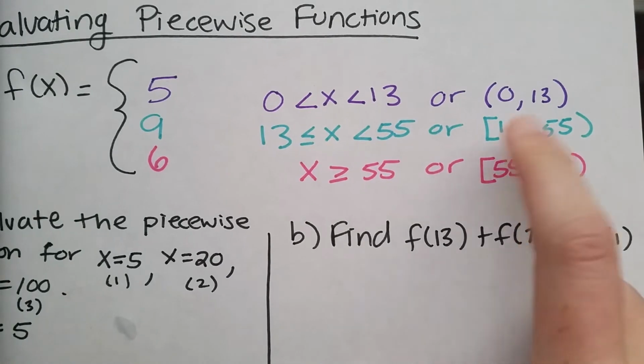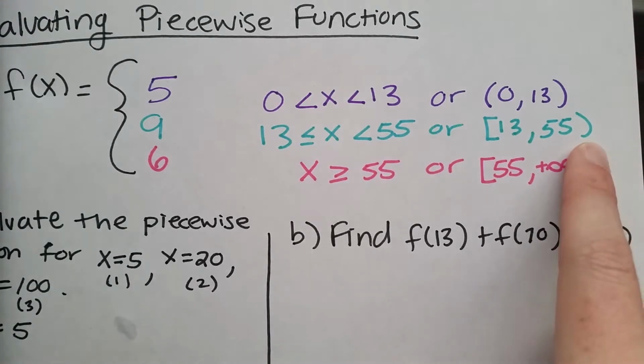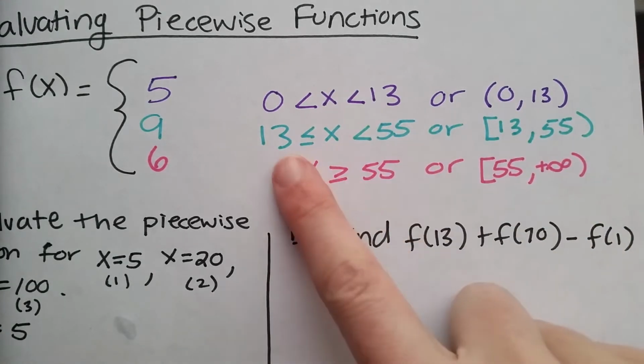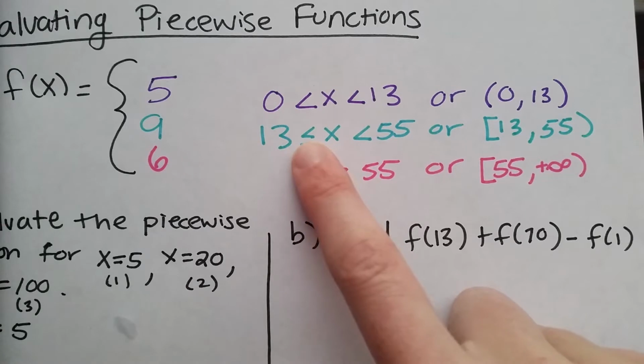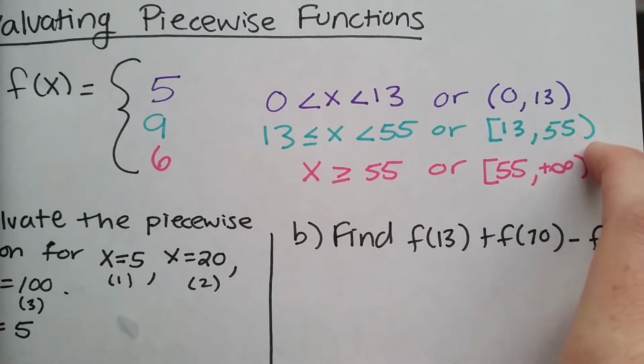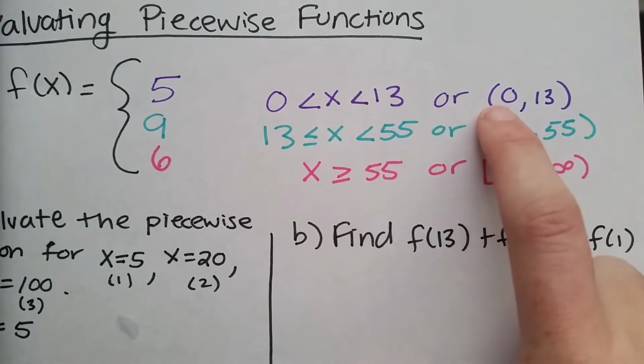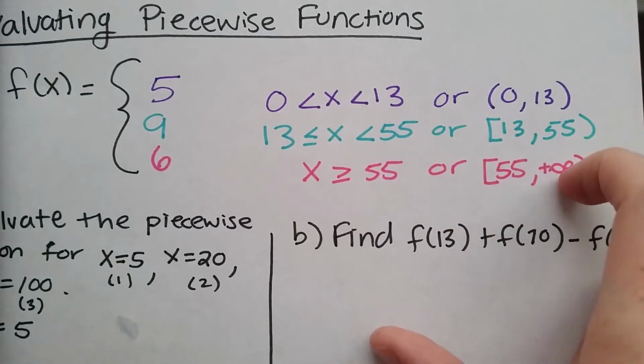You always write the smallest number on the left hand side of your interval notation and the largest number on the right hand side. Now the reason why this one has a bracket and this one has a parenthesis is because the 13 can equal 13, because we have that little equal to symbol right there. And it cannot equal the 55 because it does not have an equal to symbol. So that's why this one has one bracket and one parenthesis.